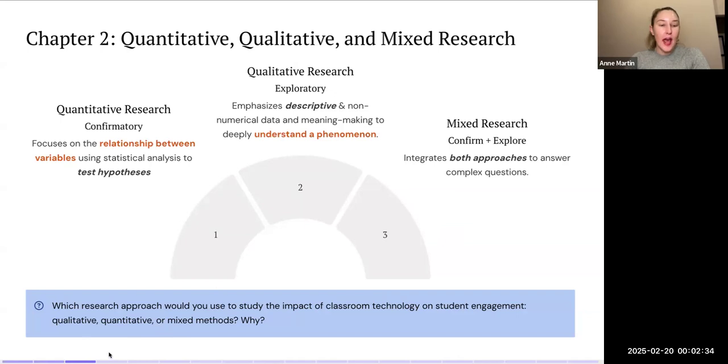So if you think about how you might apply these different designs, let's say that you were interested in the impact of classroom technology on student engagement. So if that's how it was phrased, impact of technology on student engagement, would that be best answered by a quantitative, qualitative, or mixed methods design? And then within that topic of classroom technology, what might be a research purpose that was qualitative or mixed methods? And it might be a topic that some of you are proposing for your research proposal.